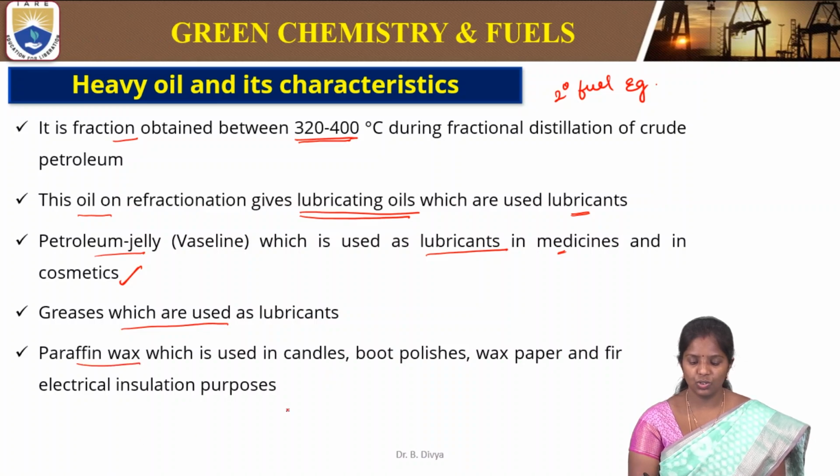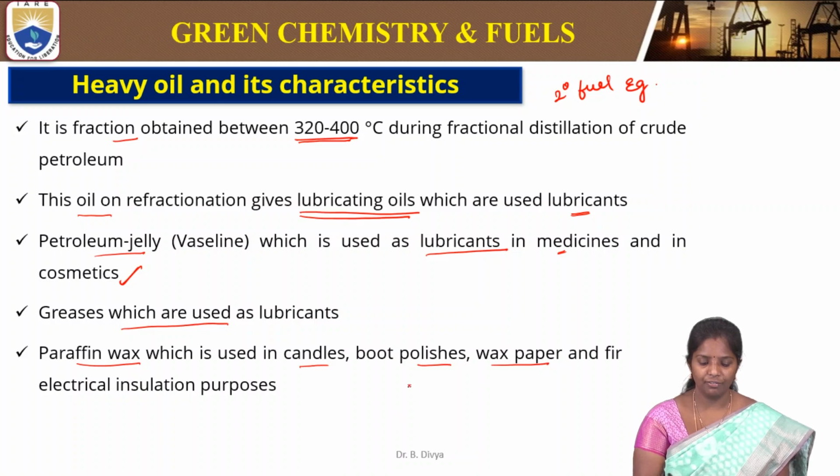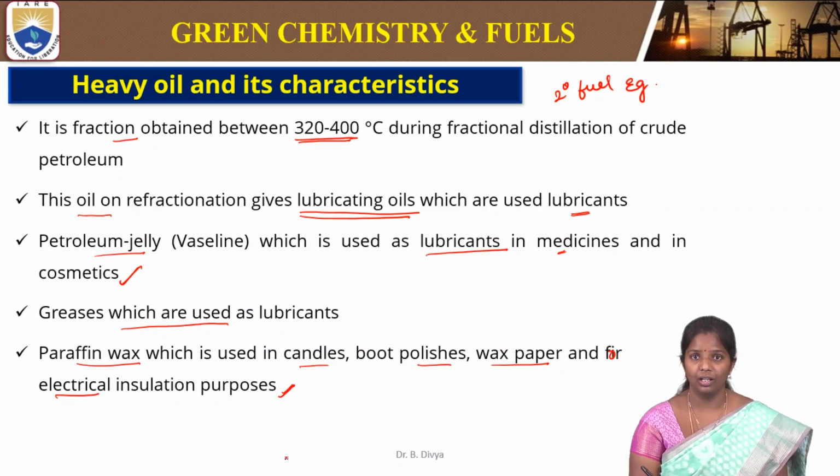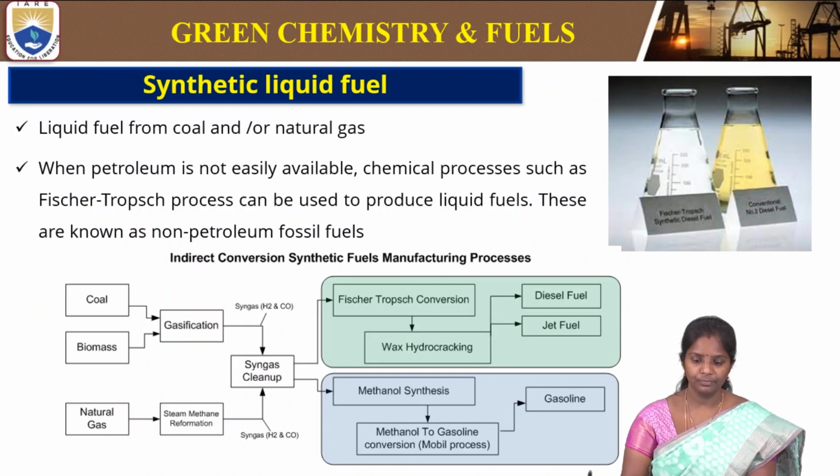Paraffin wax, which is used in candles, boot polishes, wax paper, and for electrical insulation purposes, is also coming from heavy oil. So after some processing, this is converted into wax. Because of its high density, the sedimentation will be high. So those waxes are again converted into candle waxes, boot polishes, wax paper, and other electrical insulation purposes.